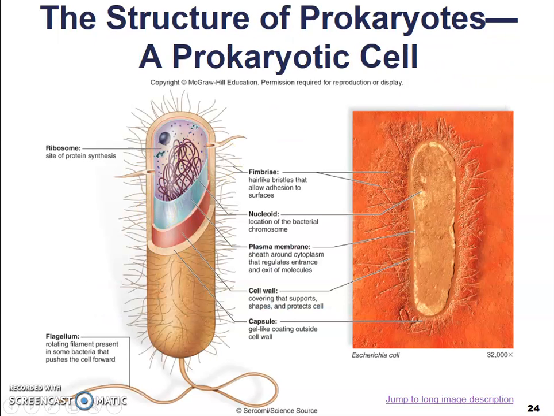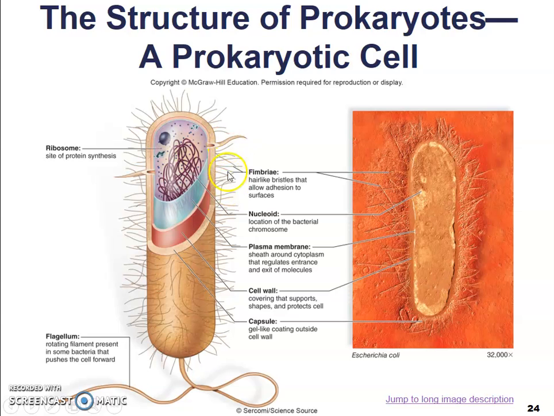Here we have a generalized diagram of a prokaryotic cell. You can see the nucleoid region. This is where the DNA is, and it's all coiled up in one long circular strand. These little dots right here, those are ribosomes. That's where proteins get made.